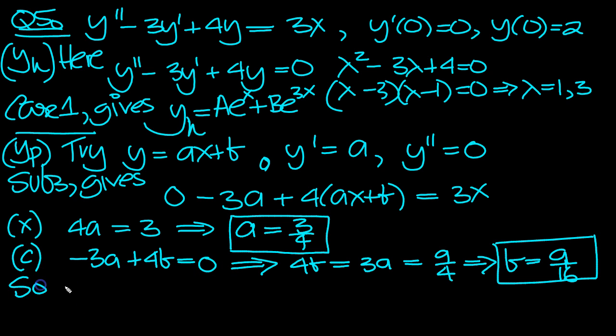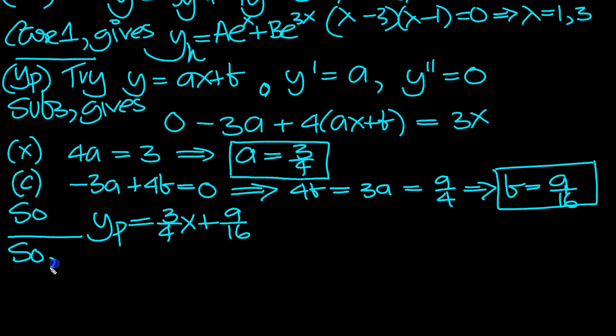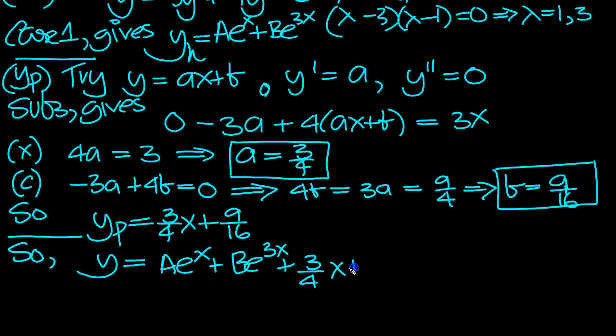So we can write down the particular solution then. yp is equal to ax plus b. So a was 3/4 plus b, which is 9/16. There we go. So that's the yp part of the problem done. Now we can write down the general solution. So the general solution is yh, which is here, a e to the x plus b e to the 3x, plus the yp, 3/4 x plus 9/16. So there's our general solution.